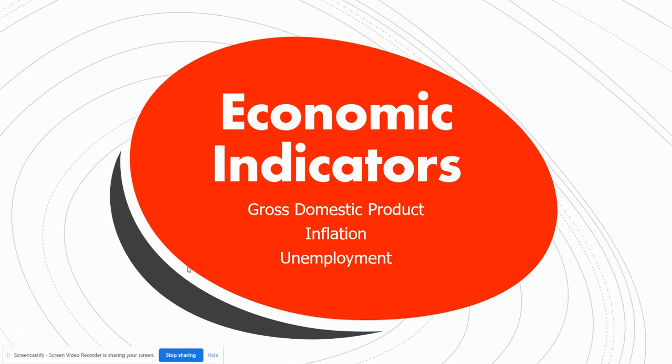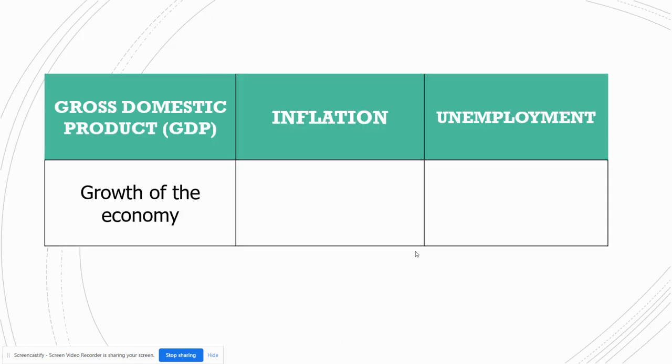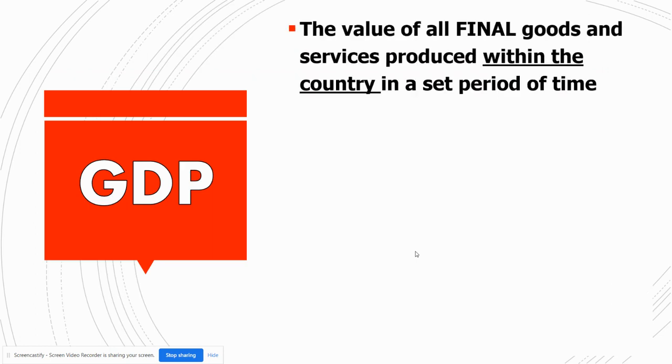So as we're using our three indicators here, when we talk about GDP, we're looking at using it to measure the growth of the economy. So we do that by taking this information every quarter and comparing it to the past to see what is happening. We would like to see GDP increasing because that tells us the economy is growing. So when we talk about GDP, we're talking about the value of all the final goods and services produced within the country in a set period of time.